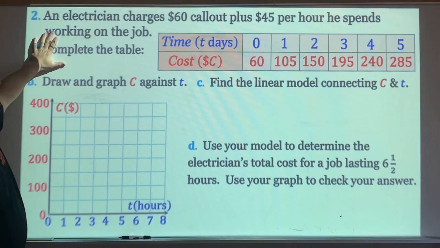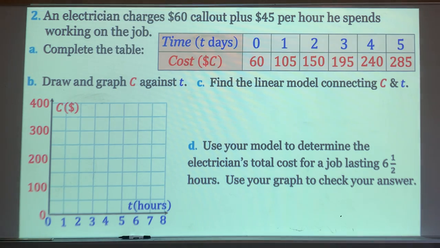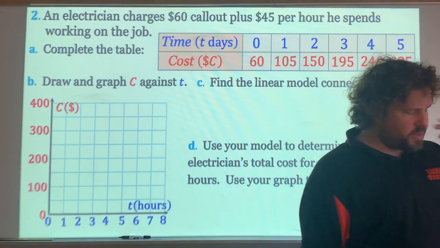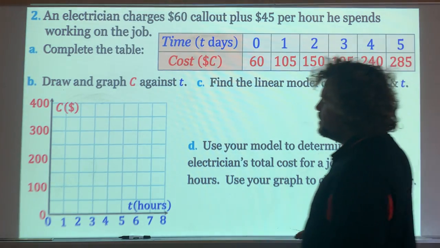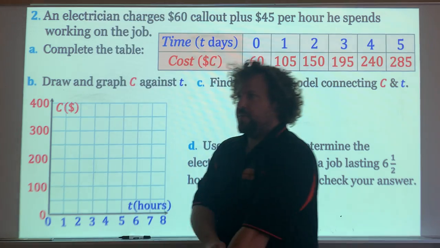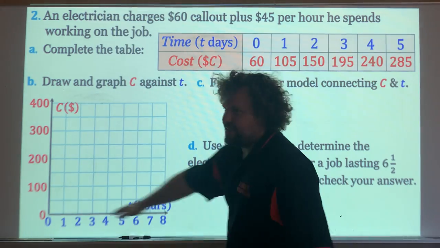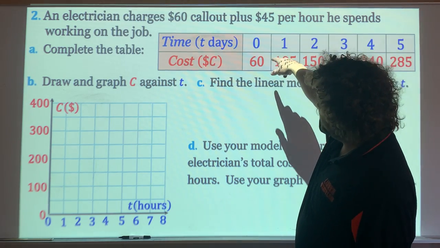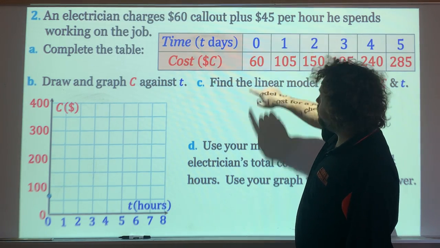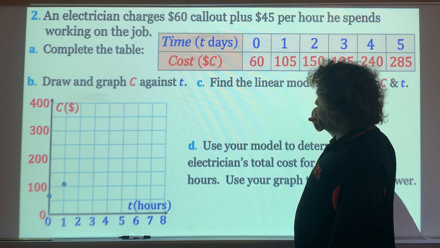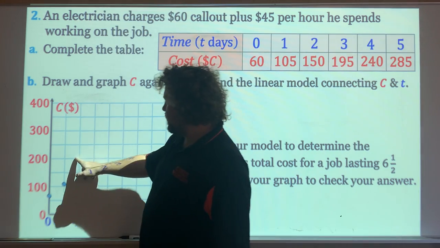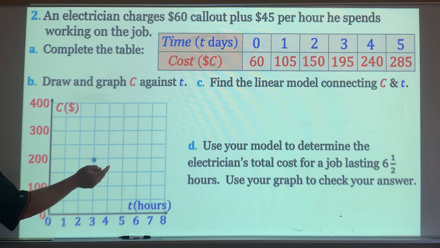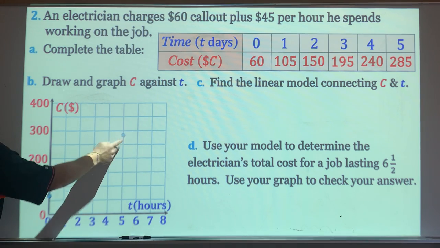Now we've got our table. We're going to draw a graph of C, cost, against time. Remember, time is always your independent variable. Time always goes in the denominator. I mean, not the denominator, your horizontal axis. That's always going to be your domain. All right? So let's graph the points. 0 over, 60 up. 1 over, 105 up. 2 over, 150 up. 3 over, 195 up. 4 over, 240 up. 5 over, 285 up.